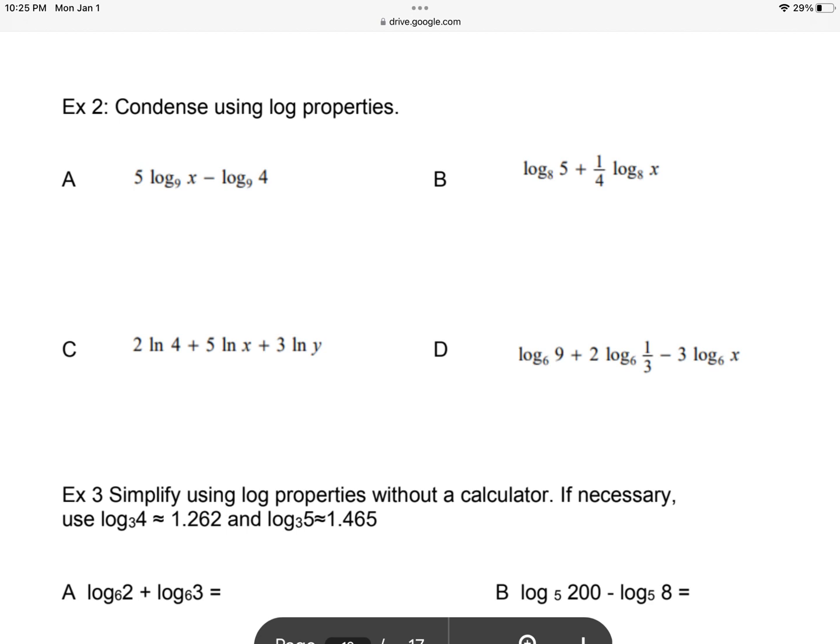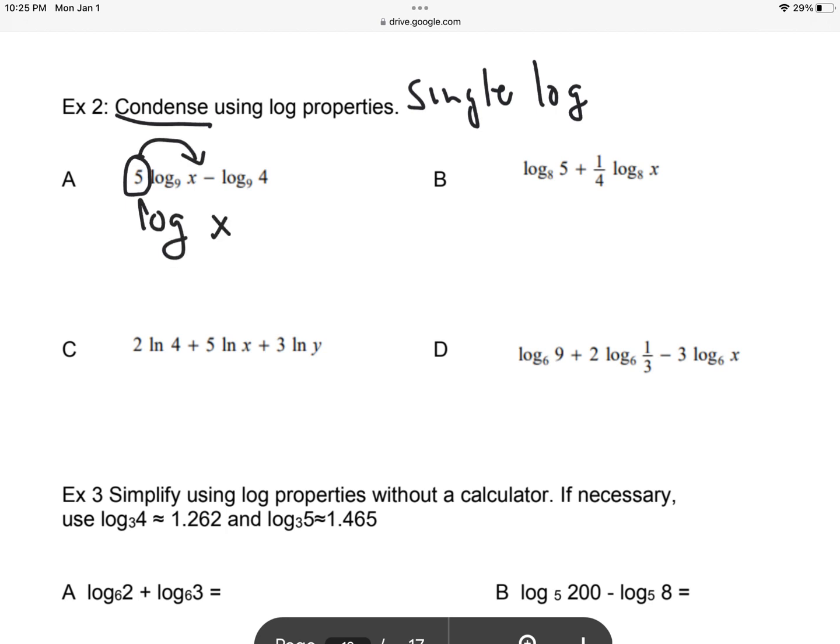All right, we can also condense them using log properties. So condensing means I want to put it back into a single log. Now we do have to do this in the right order. So the first thing we're always going to deal with is exponents. It's a little bit hard to tell that it's an exponent, but this value right in front is going to have to go up first.